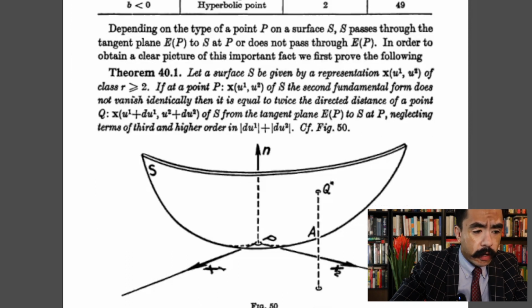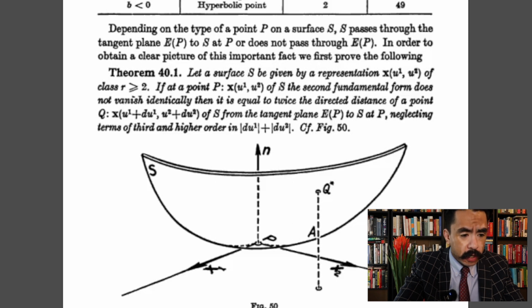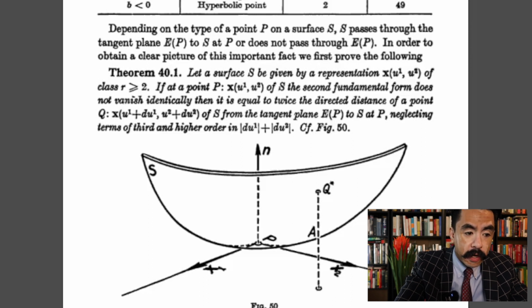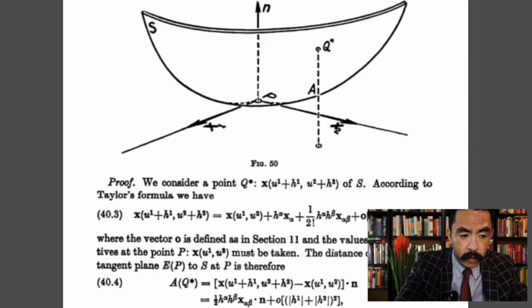Theorem 40.1. Let a surface S be given by a representation x(u1, u2) of class r greater than or equal to 2. If at a point P, given by x(u1, u2) of S, the second fundamental form does not vanish identically, then it is equal to twice the directed distance of a point Q, which is given by x(u1 + du1, u2 + du2) of S, from the tangent plane E(P) to S at P, neglecting terms of the third and higher order in |du1| + |du2|, and refer to figure 50, which is below.